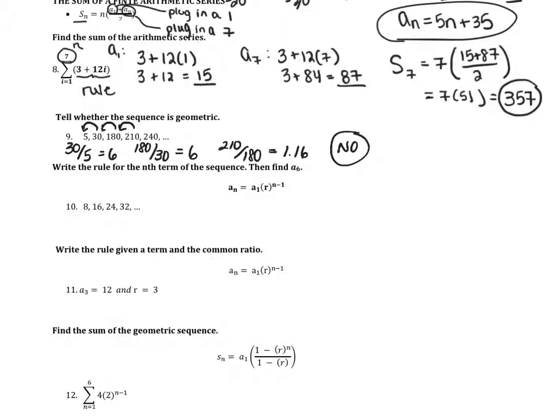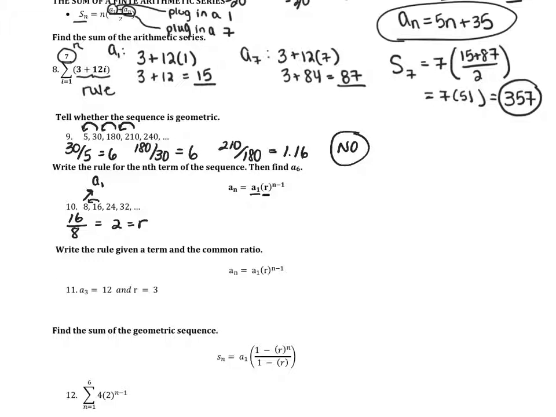Next type, number 10, write the rule for the nth term of the sequence, then find A6. Okay, so you pretty much need two things. You need to know what A1 is, which is easy enough. It's just your first number listed, that's A1. And then you need to calculate R, but essentially we already did that. You have already had practice doing that in number 9. So to calculate R, we take our second number divided by the first number. 16 divided by 8 gives me 2. This is R. That's the rate that our sequence is changing.